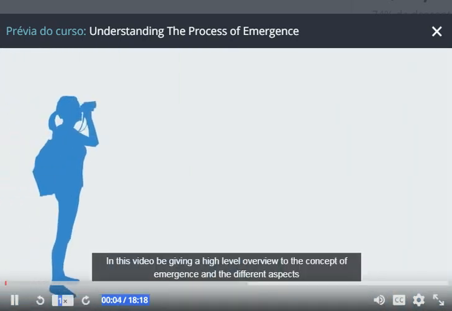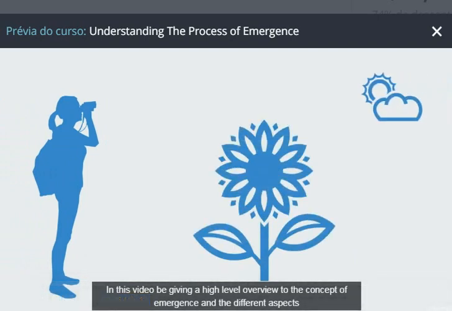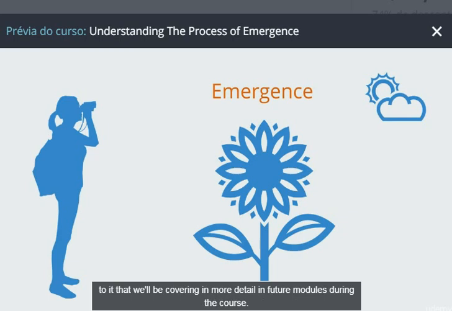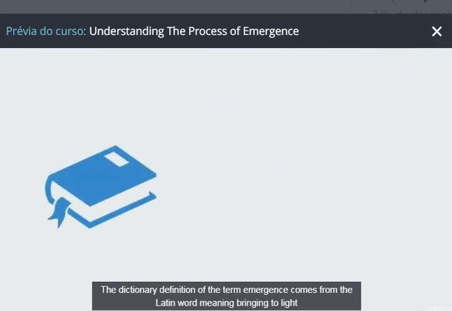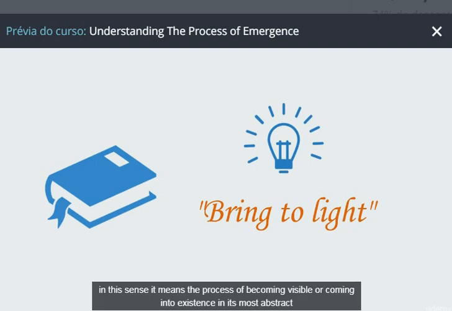In this video, we'll be giving a high-level overview to the concept of emergence and the different aspects to it that we'll be covering in more detail in future modules during the course. The dictionary definition of the term emergence comes from the Latin word meaning bringing to light. In this sense, it means the process of becoming visible or coming into existence.